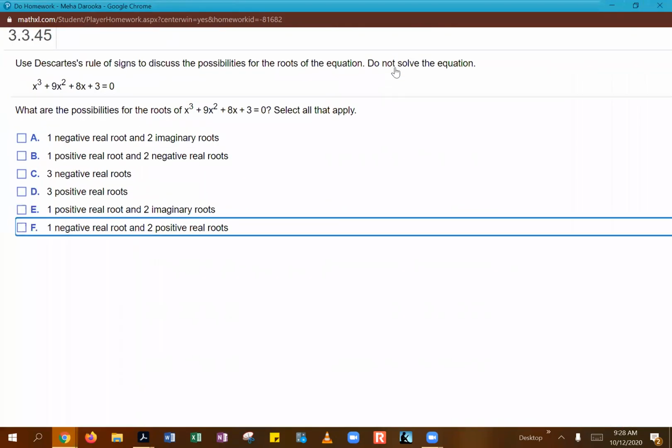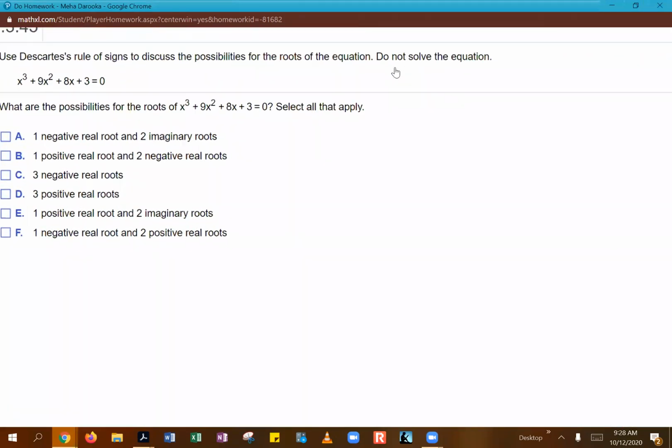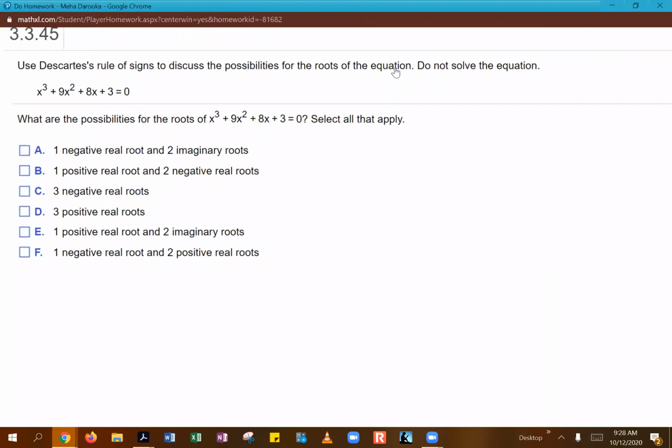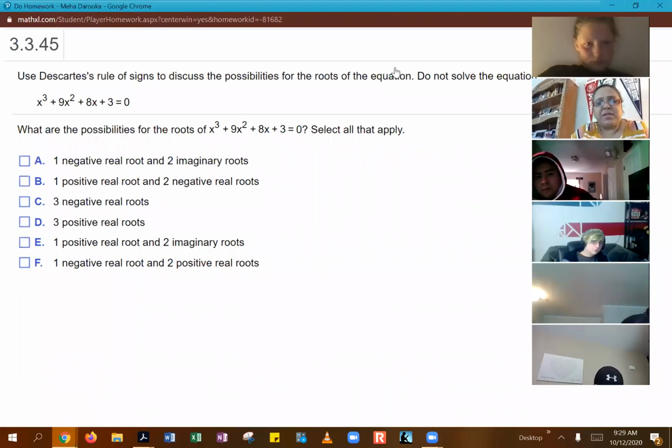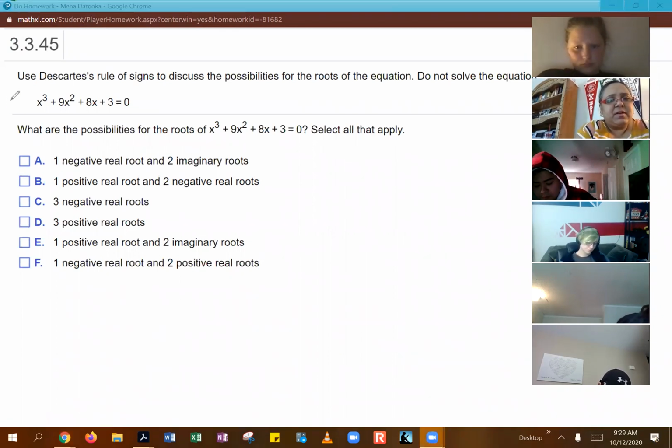Okay, so you can see this example right here. They're asking us to use Descartes' rule of signs to discuss the possibilities. As you can see, we're only trying to find what the different possibilities are, so we're not really trying to solve the equation at this point. So if you think of this as being our original polynomial, now you can think of this as being our p of x.